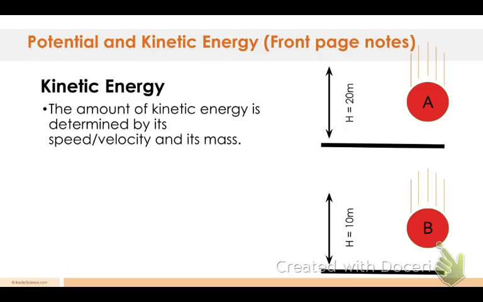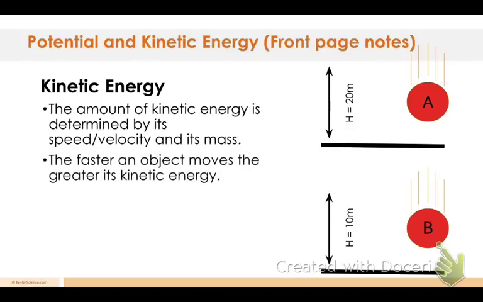The amount of kinetic energy is determined by its speed and velocity and its mass. Well, they both have the same mass, and so the one that has the greater speed or velocity. So ball A, which is 20 meters, is going to have the greater kinetic energy. The faster an object moves, the greater its kinetic energy. So again, which one has the greatest speed? A.